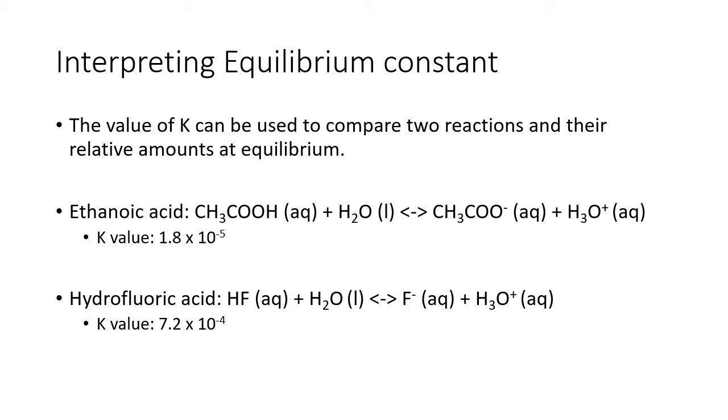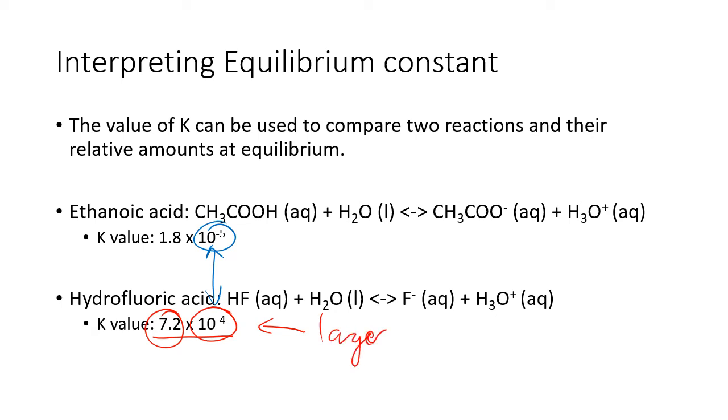Okay, so interpreting equilibrium constants. The value of K can be used to compare two reactions and their relative amounts at equilibrium. So here I have two acids, ethanoic acid and hydrofluoric acid. I've given you both of their K values, assumingly at 25 degrees Celsius. All right, which one is larger? Well, it is the 7.2 times 10 to the 4, and I hope that you recognize that it's because of this and not because of this. You've always got to be looking at this exponential part here, and you should see that the 10 to the negative 4 is much larger than the 10 to the negative 5. So this one is larger.